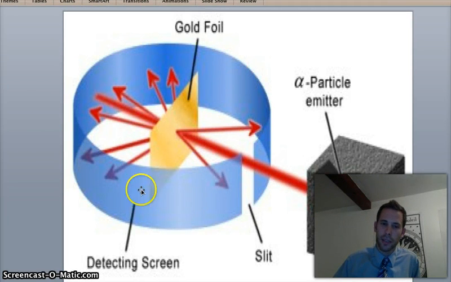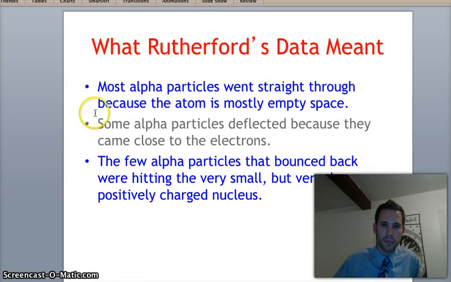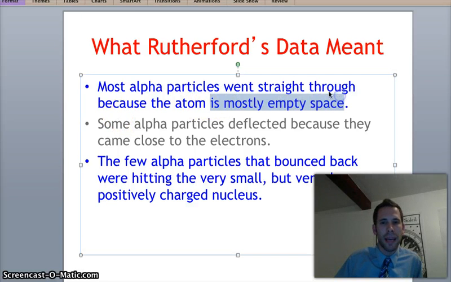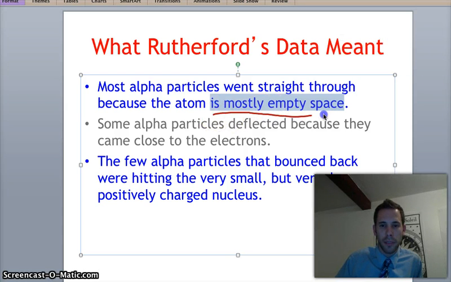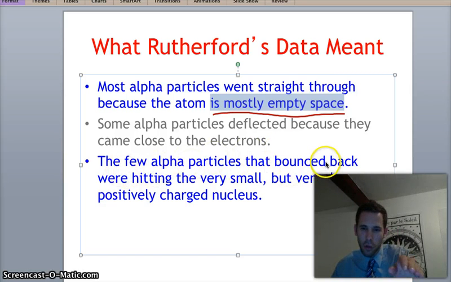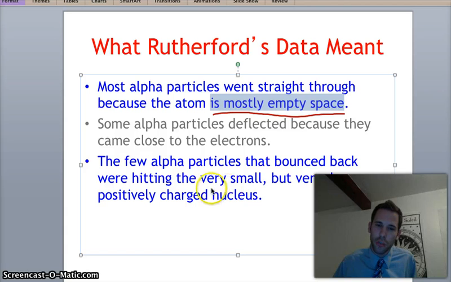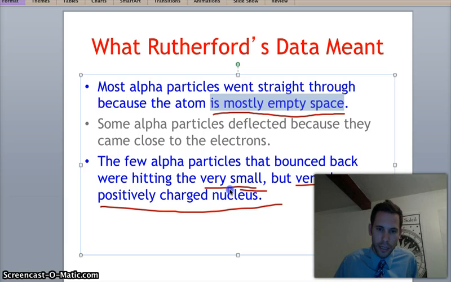Once again, here is his experiment. And here's what his data meant. Most of the alpha particles went straight through the atom because it's mostly composed of empty space. And this is extremely important. You have to know that the atom is mostly empty space. Now, some of the alpha particles deflected because they came really close to the electrons and zoomed off. Every now and then, that one that would hit the gold foil and bounce right back was hitting the small but very dense, positively charged nucleus. And that's how we discovered the nucleus.